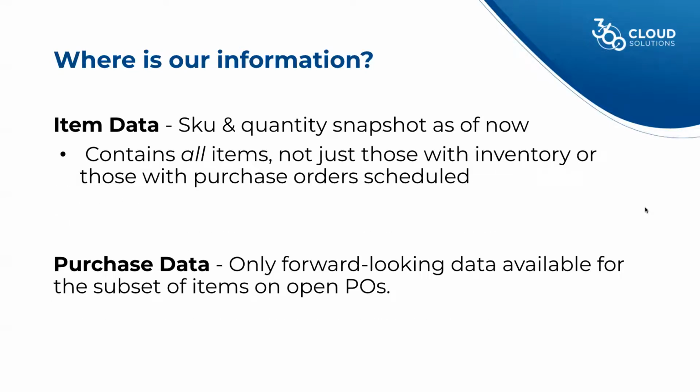Where is this information from? Well, the first part of that, the available quantity, is at the item data level. This data contains all the items, not just those with inventory or those with purchase orders scheduled. So tapping into this data source gives us access to all the SKUs, whereas if we only had purchase orders to try to link from, we would definitely miss some items that did not appear on any purchase orders that were filtered by our data set.